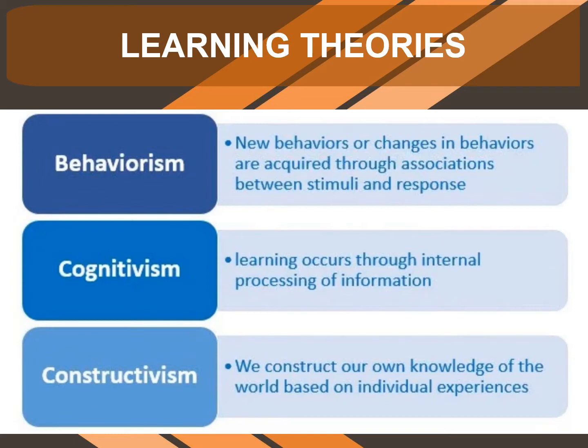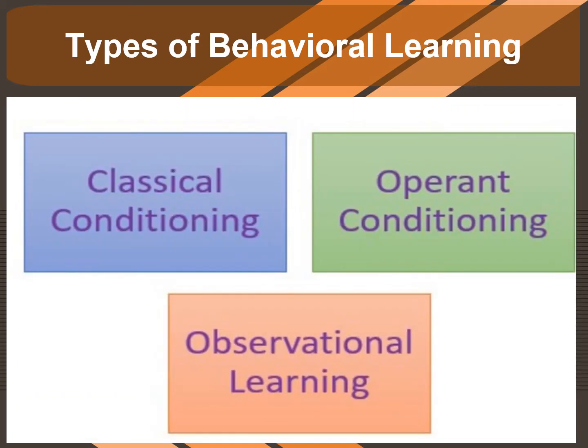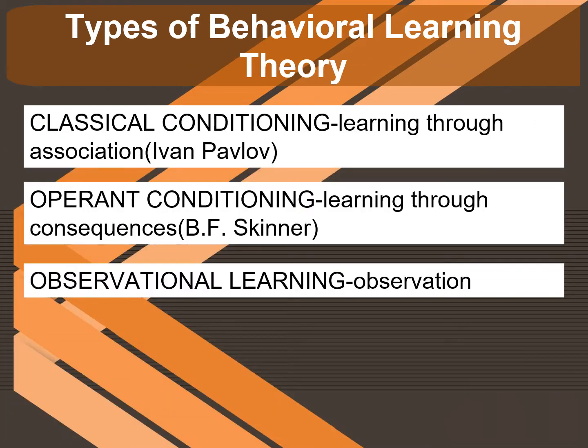For cognitivism, learning occurs through internal processing of information, while in constructivism we construct our own knowledge of the world based on our individual experiences. So we have here the different types of behavioral learning. We have classical conditioning, operant conditioning, and observational conditioning. When I say classical conditioning, of course, it is learning through association, which is according to Ivan Pavlov.